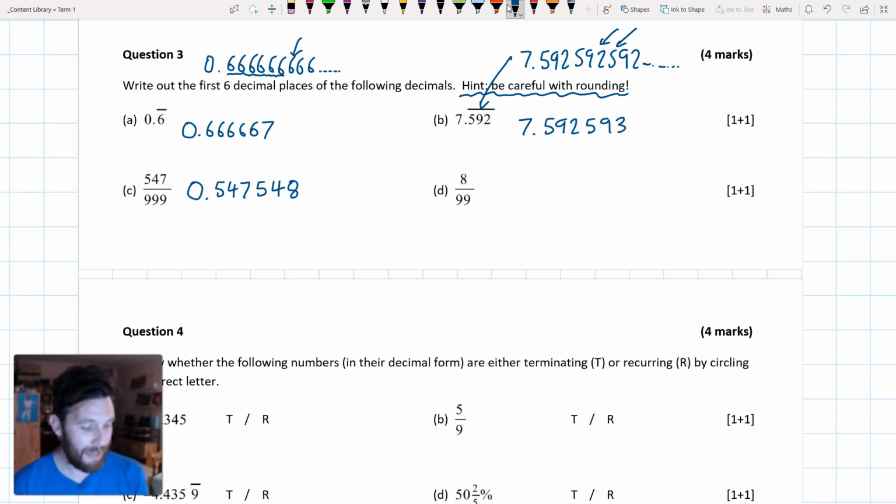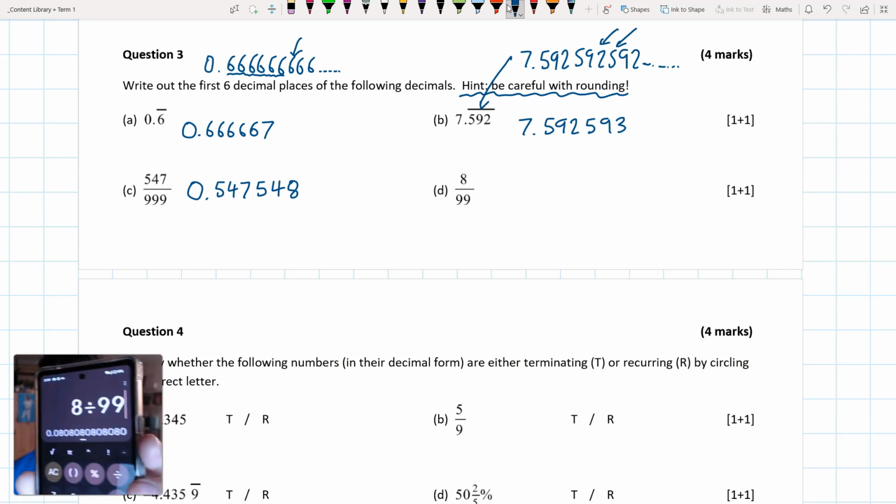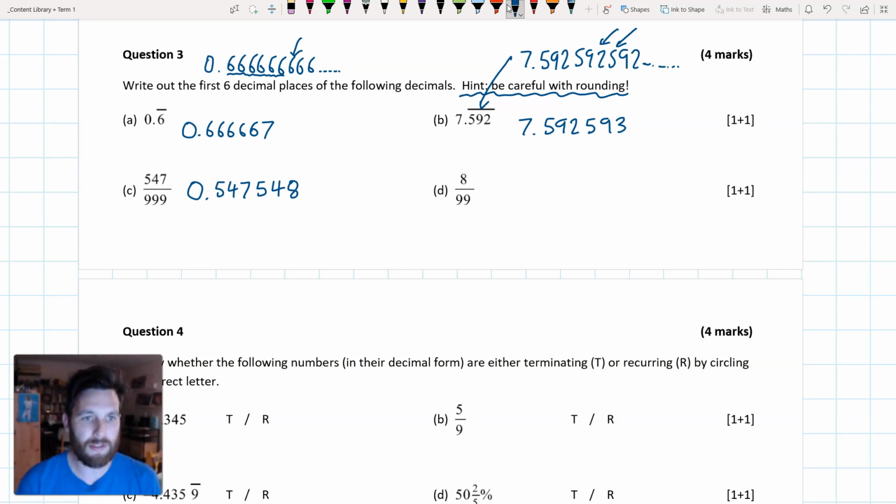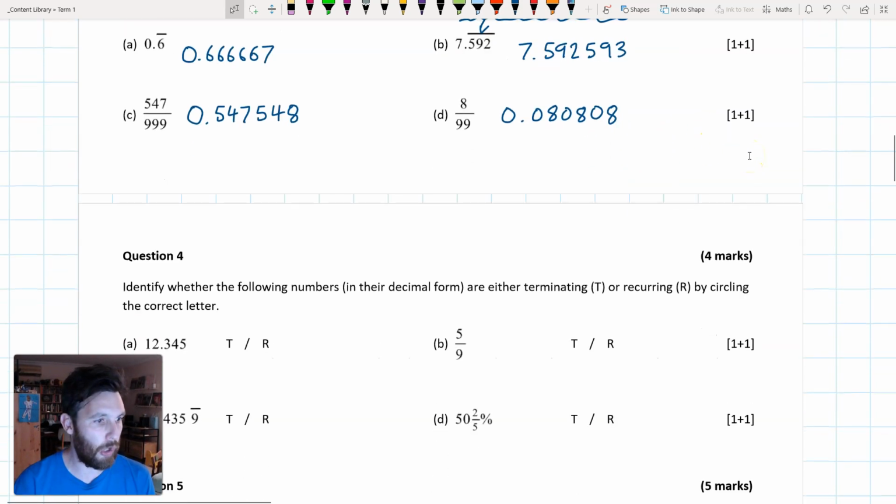Now, similarly, 8 divided by 99 gives us 0.08080808. So I'll start that here again, 0.08080. And then, is the 8 going to stay as an 8, or is it going to be bumped up to a 9? The digit after it would be a 0, which is less than 5, so we're going to leave that as an 8. Yeah, similar situation for this one. It's 1 mark each, right or wrong.